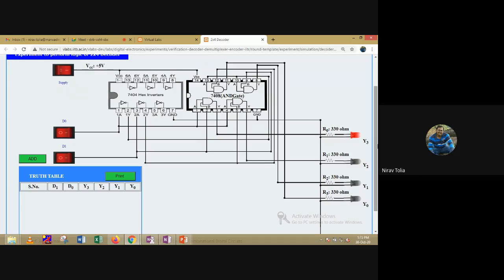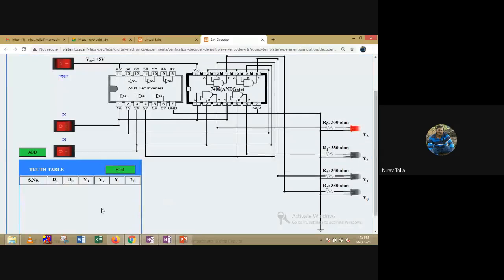I think no one is getting any issue at that time, because there is some mistake in this simulation. This is a decoder. When my input is 0 0, the output must be Y0, so my Y0 must be activated, but instead of Y0, Y3 is activated. Otherwise, here there is a mistake.